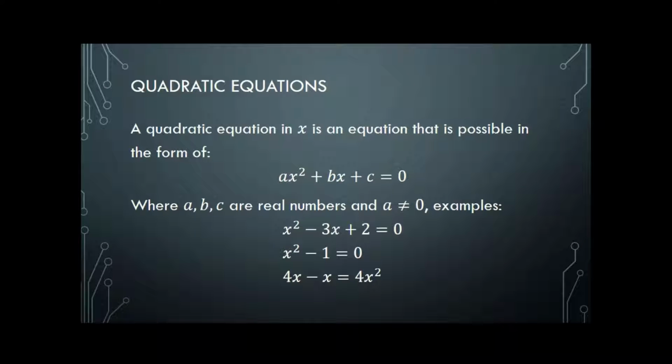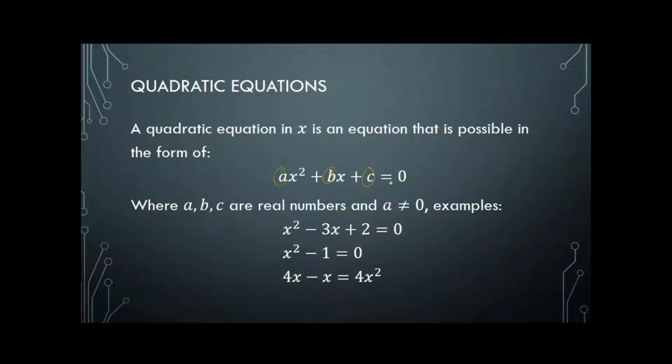So the last section for this chapter 1, pre-calculus, is about quadratic equations. So what is a quadratic equation? A quadratic equation can be written in this form: ax squared plus bx plus c equals 0. So what are a, b, and c?